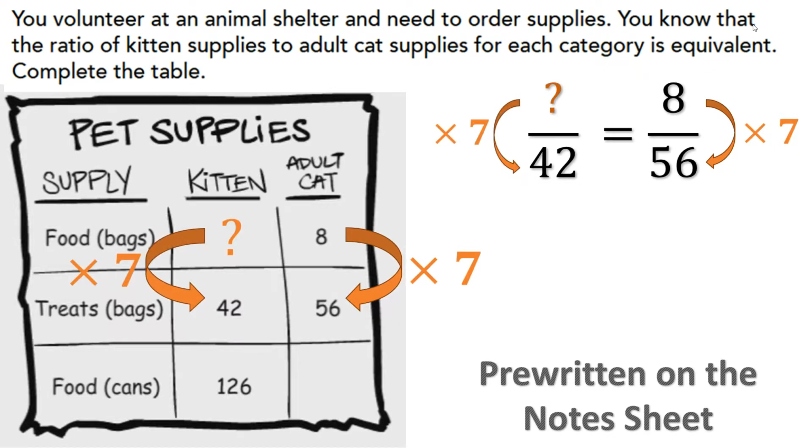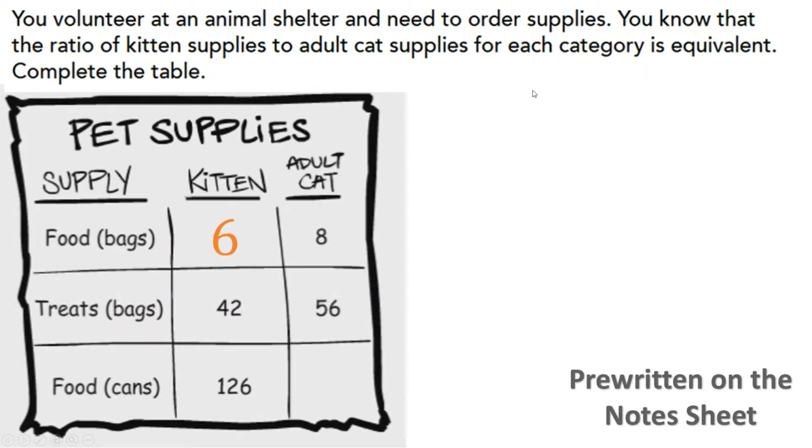So you got to think, what number times 7 is 42? Or you could do the opposite. 56 divided by 7 is 8. So 42 divided by 7 is then 6. Now we know the unknown value here, so we need to figure out the unknown value at the bottom of the table. So now we're going to go back up to our original value.